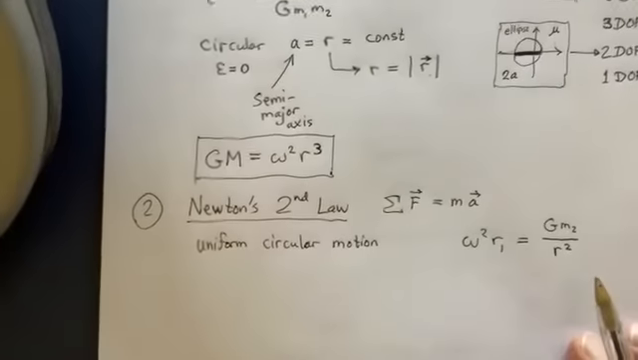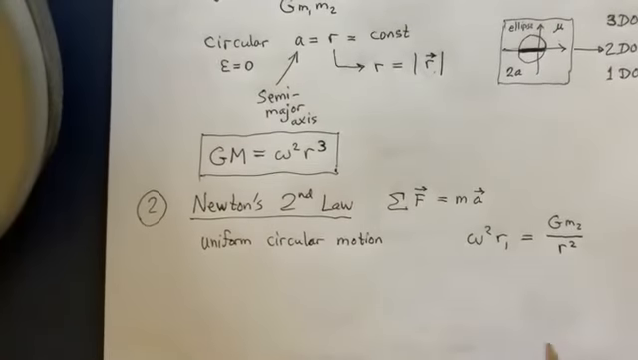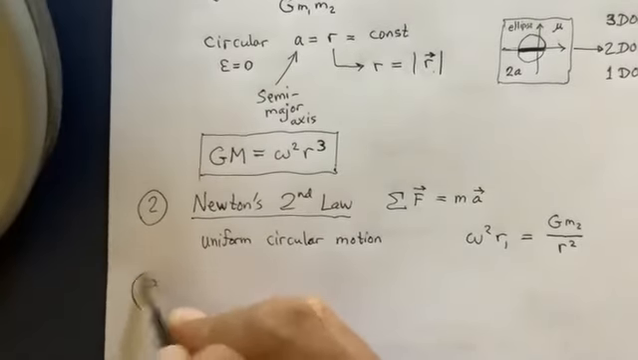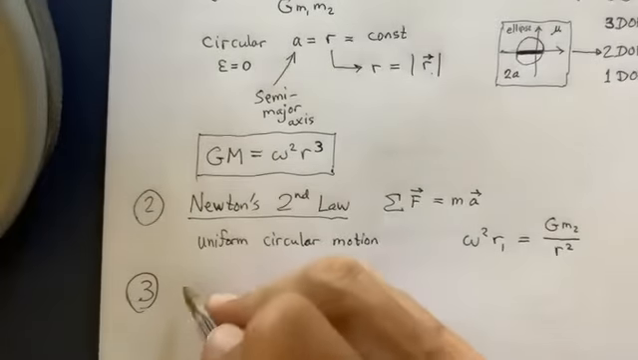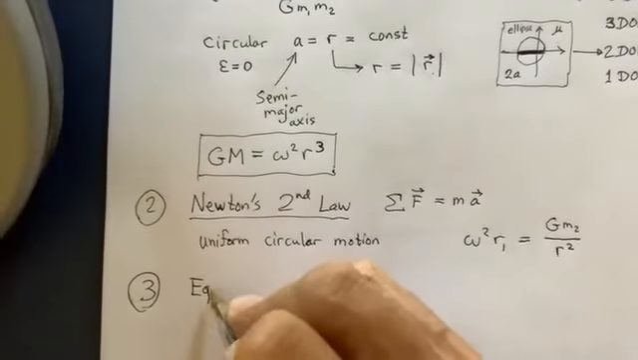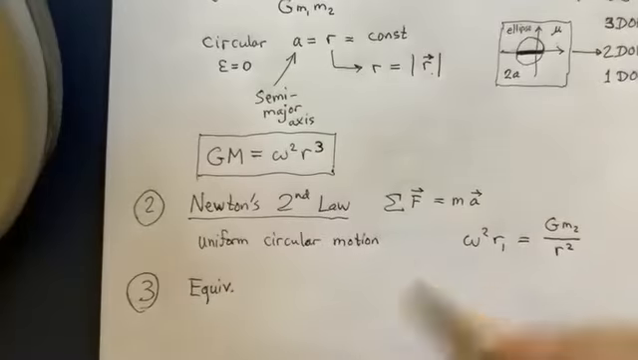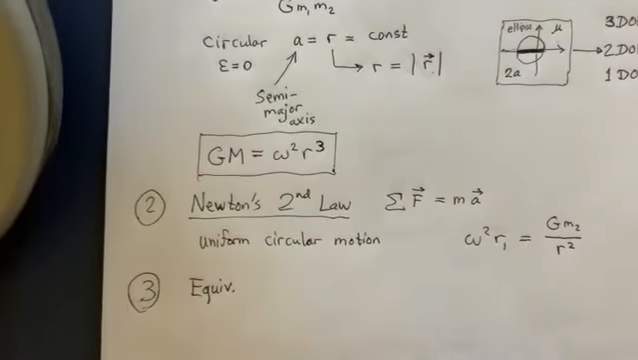So let's save time by moving on. There's just a little bit of algebra to be done here. The point is you get the same answer. Let's talk about our third approach, the so-called equivalent one-dimensional problem. In chapter 8, we have the so-called equivalent one-dimensional problem.